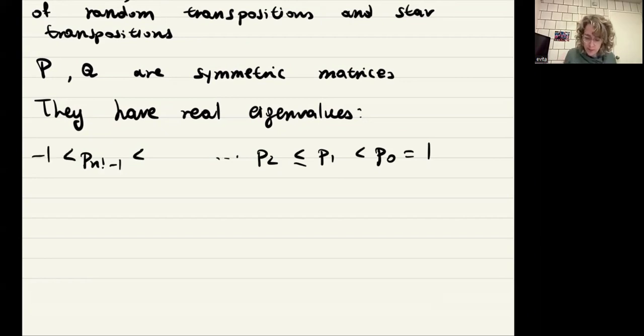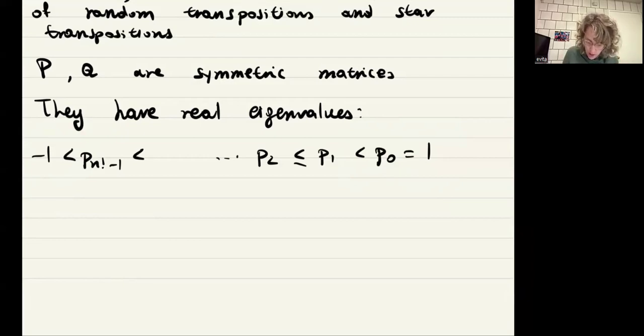Standard graph theory type of arguments give us that because P and Q use generating sets of the symmetric group and the identity is in them. So the identity gets a non-trivial map. You stay fixed with non-trivial probability is what I mean. The largest eigenvalue is 1. The second largest is strictly less than 1. And the smallest eigenvalue is less than -1. So that's true for random transpositions and both for random and star transpositions.